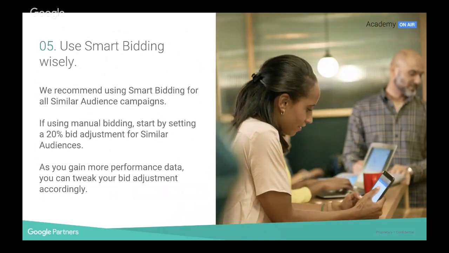Use smart bidding wisely. We recommend using smart bidding for all similar audiences campaigns. In case you're using manual bidding, just remember that your RLSA users are the most valuable ones to you. So the RLSA bid adjustment should be higher than the similar audiences bid adjustment. Use smart bidding to solve all these issues.